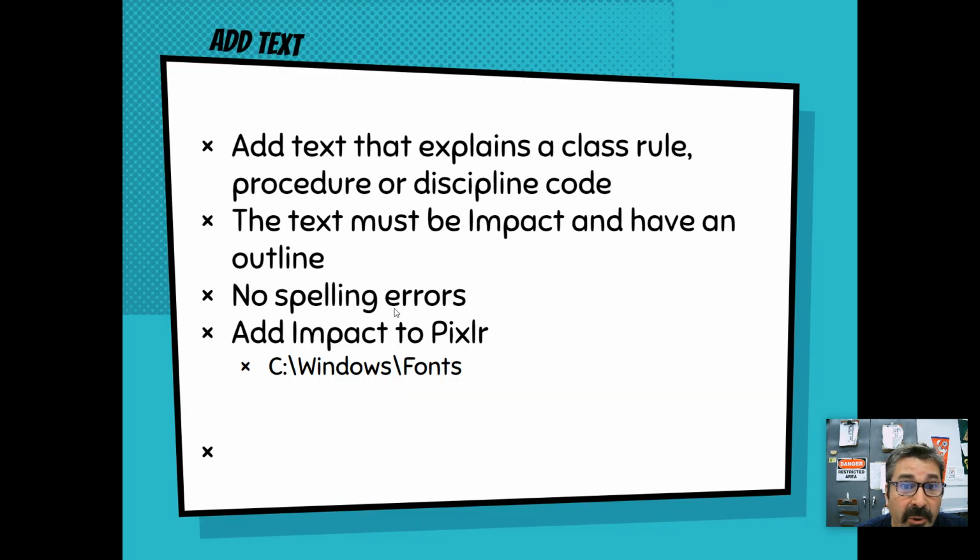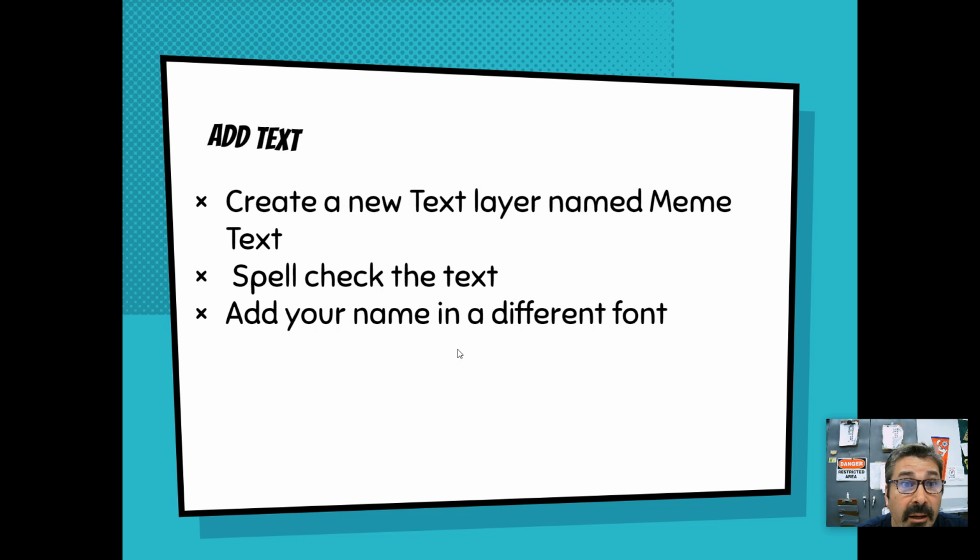All right, let's take a look and see if we got everything done here. All right, no spelling errors, add Impact to Pixlr, which we did. Create a new text layer named meme text, spell check the text, add your name in a different font. There's that bug!